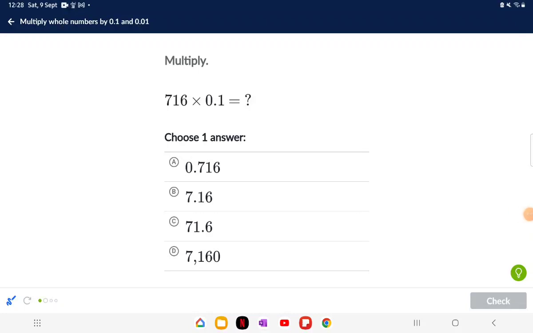Doing the exercise multiplying whole numbers by 0.1 and 0.01, right? So this is a relatively simpler multiplication in which a whole number is multiplied with a decimal number, but that decimal number is either a hundredth or a tenth, or it may be a thousandth, right? So let's try and do this.